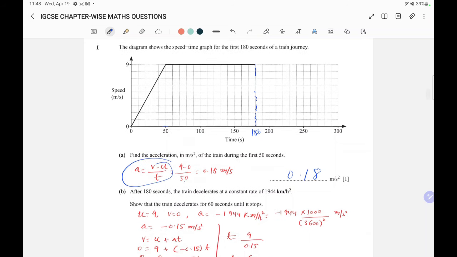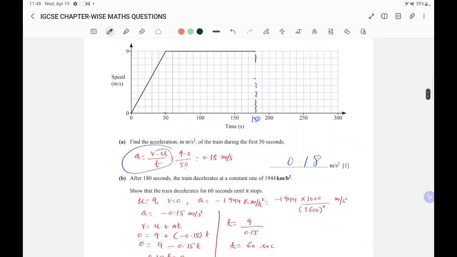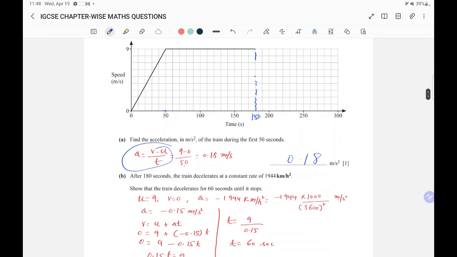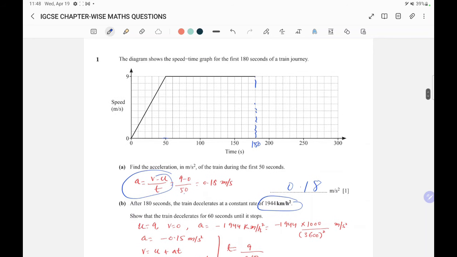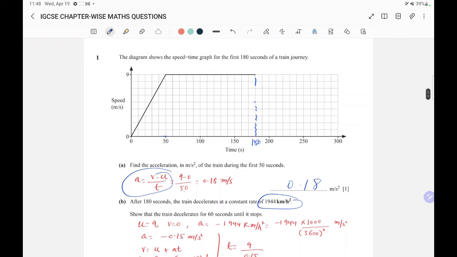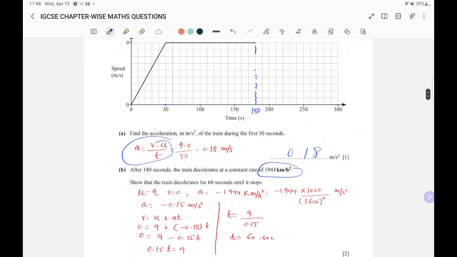So 60 seconds, okay, that's fine. So here we need to first understand, this is given 1944 kilometer per hour, and this is meter per second, right? So first we need to convert this deceleration in terms of meter per second square.